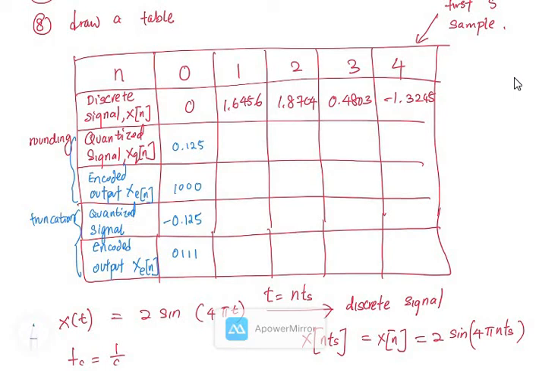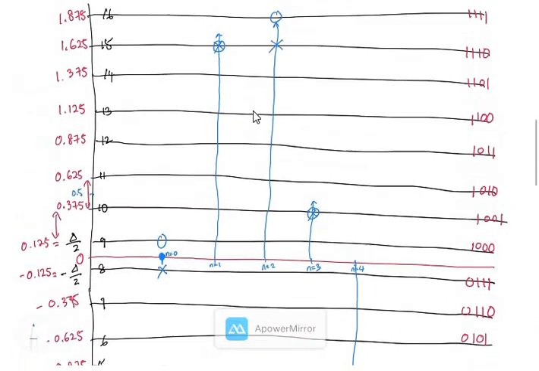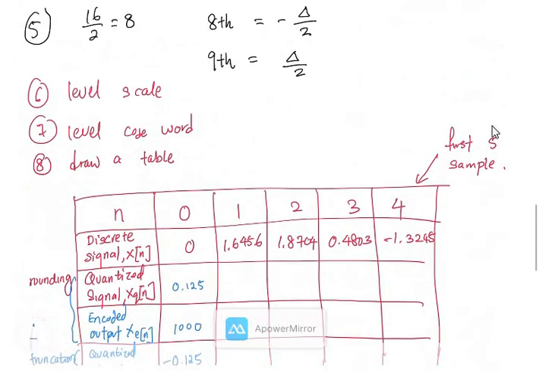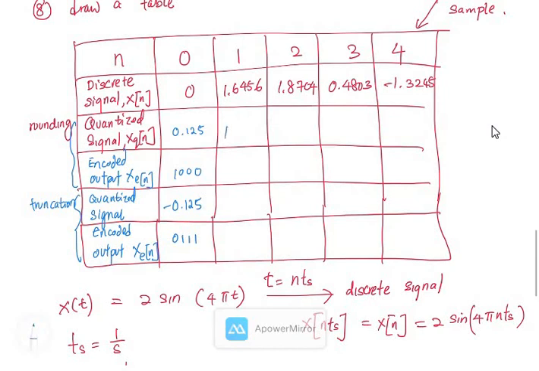Okay, for the next one, 1.625. So when n equal to 1, I have the value of 1.625. 1.625, I have the code word of 1110. So both are the same. 1.625, 1110. This one also the same.